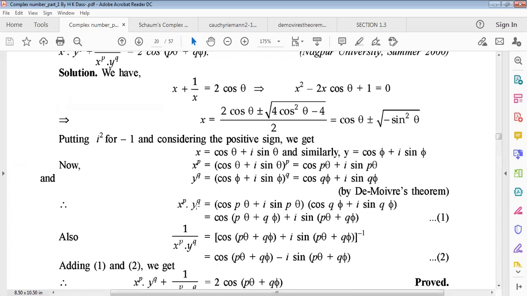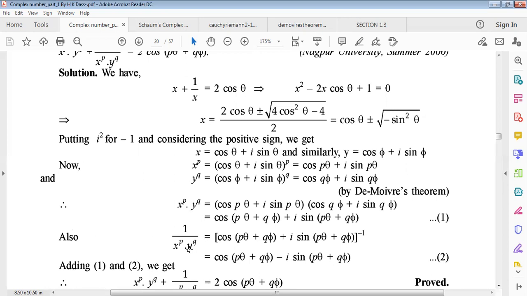So x to the power p into y to the power q equals this multiplied by this. Just multiplying these two values, we can write cos p theta into this, i sin p theta into this. Two formulas will be used here: cos(a plus b) plus i sin(a plus b). This is equation number 1.